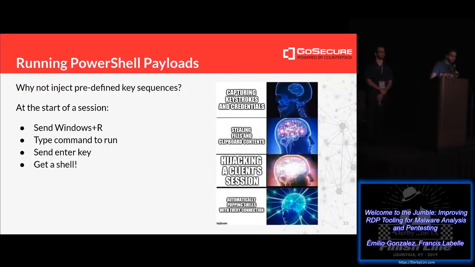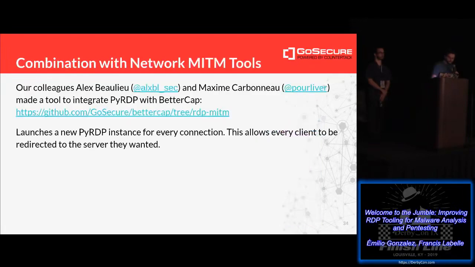And with this hijacking feature came this other feature, which is since you can inject arbitrary input packets, you can send predefined key sequences. So what you do with this is you can send a Windows R to open up the run menu, open up CMD or PowerShell, and type whatever payload you want, and then send a fake enter key, and then your payload is going to be run.